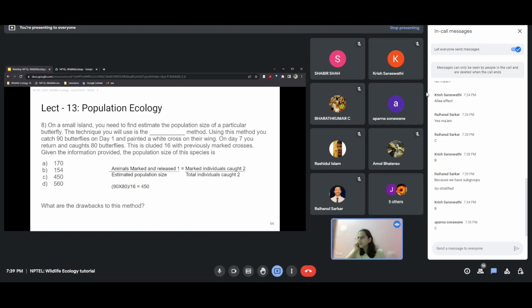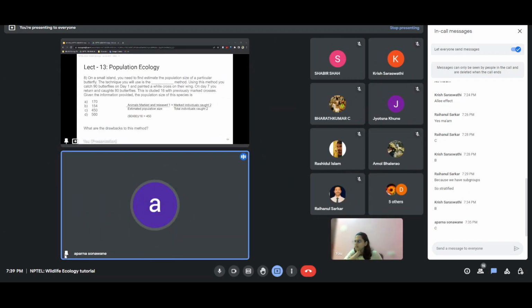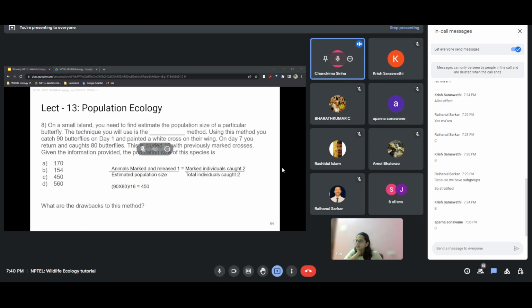Any ideas as to what are the drawbacks of using such a method? Ma'am, it never gives the exact or actual population size. This is the drawback. Sure. But why will it not give the exact population size? What are the factors? So what are the assumptions in this? Ma'am, we are assuming that the population size is constant, but it is never constant.